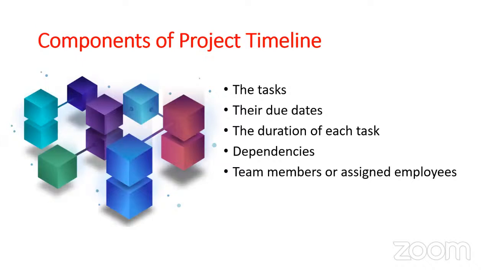Now, what are the components of the timeline? You have your tasks. In this case, the tasks we are looking at here are the deliverables, right? You have their due dates, the duration of each one, the dependencies, and then team members or assigned employees for them. So you have your tasks or the major deliverables, your due dates for delivering, the duration of each of those deliverables, and the dependencies. How do they work? Does A depend on B, or does B depend on A before it will start? Does C depend on B? How do they work? And then people responsible for those tasks.